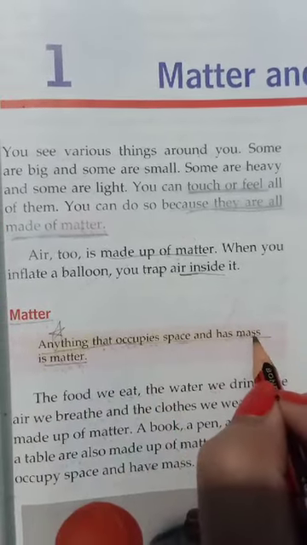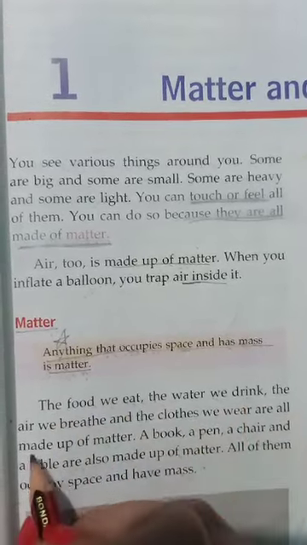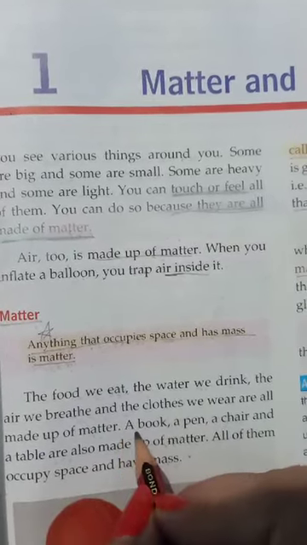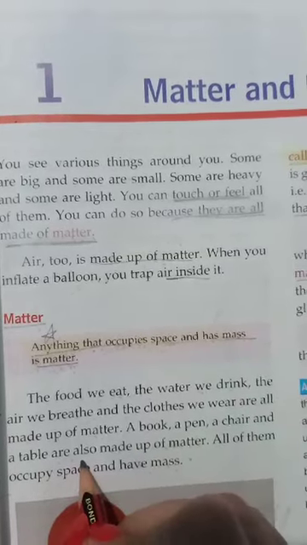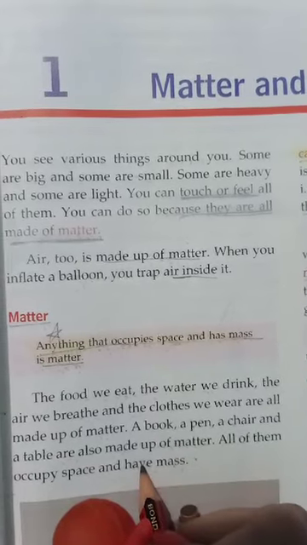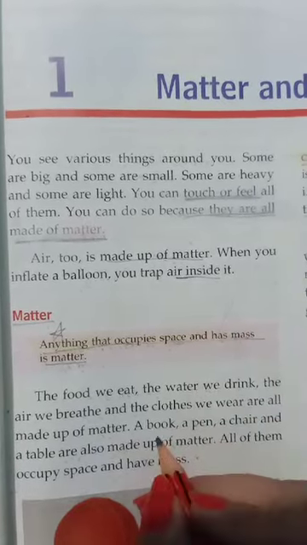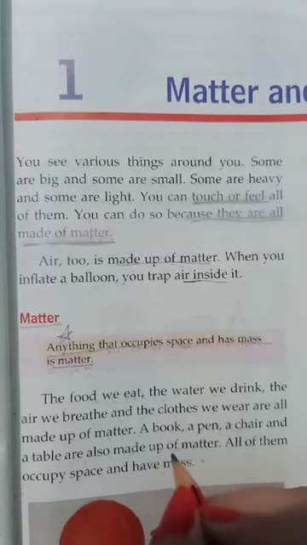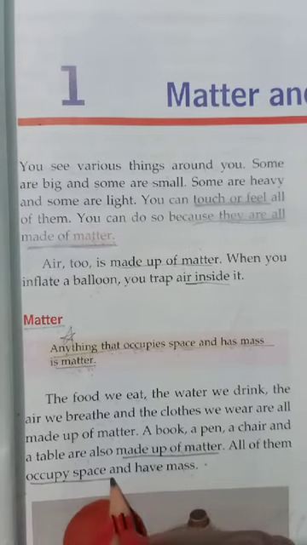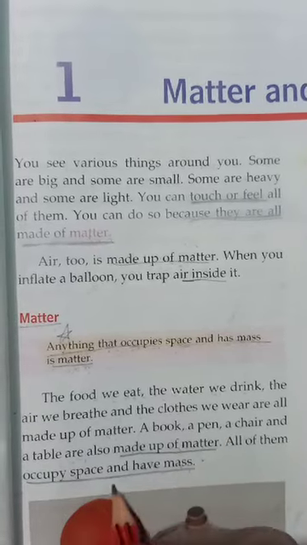Space and mass. For this we have examples like the food we eat, the water we drink, the air we breathe and the clothes we wear, all are made up of matter. In our surroundings, a book, a pen, a chair, a table and all other things are made up of matter because all these things occupy space and have mass. So in this paragraph it is given that all the things in our surroundings are made up of matter, because all of them occupy space and have mass.